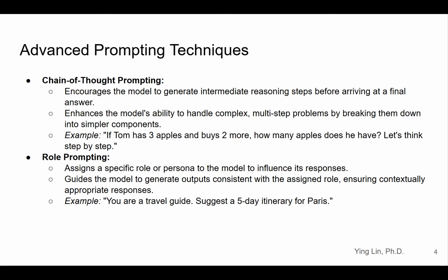Then the response will be: Tom starts with 3 apples. He buys 2 more apples. 3 plus 2 equals 5. And the conclusion is Tom now has 5 apples. So chain of thought prompting improves problem solving in math, logic, and reasoning tasks. It reduces errors in multi-step questions and helps explain complex concepts in an understandable way. Large language models perform better when guided through logical steps rather than jumping to an answer.